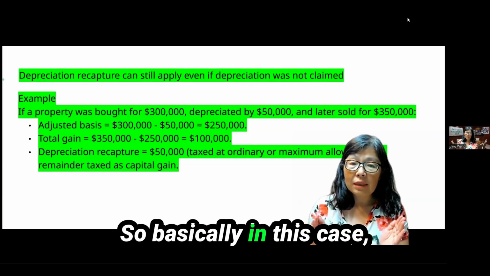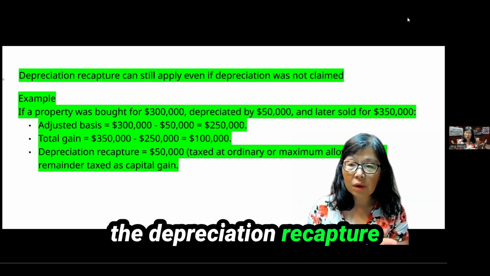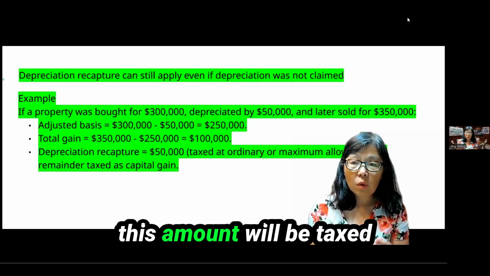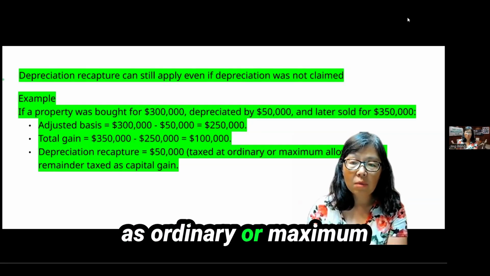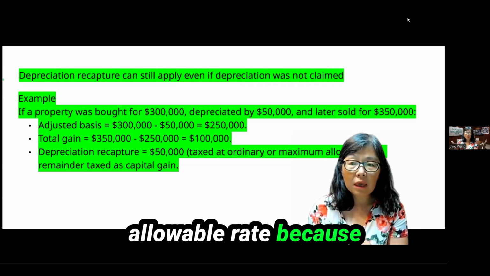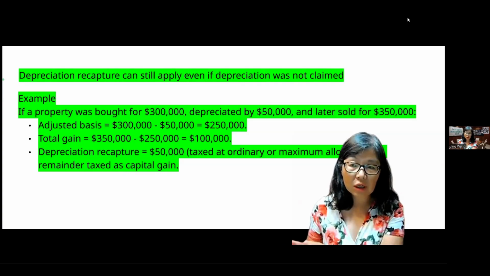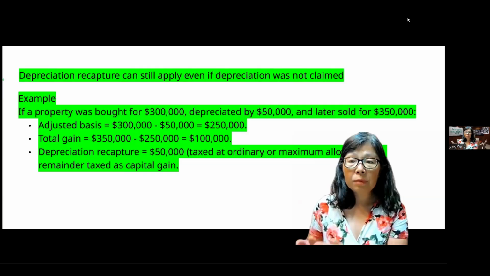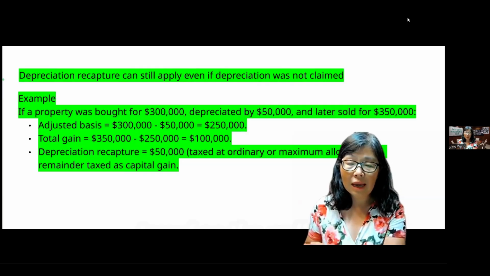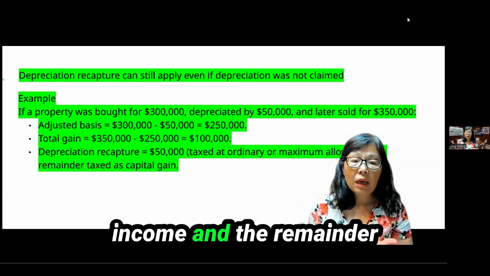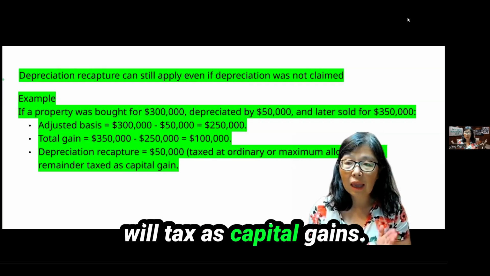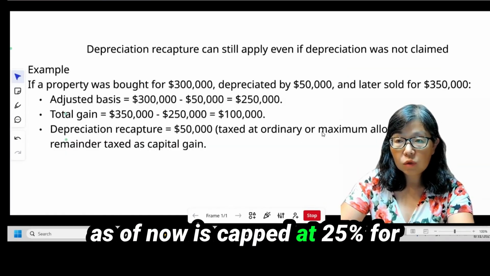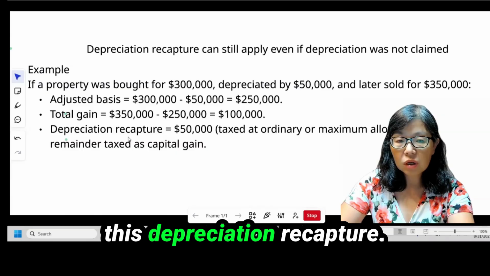So in this case, the depreciation recapture amount is 50,000. This amount will be taxed as ordinary income, up to the maximum allowable rate, because you took the depreciation and the IRS wants to reclaim it. The depreciation is taxed as ordinary income, and the remainder is taxed as capital gains. The maximum allowable rate as of now is capped at 25% for this depreciation recapture.